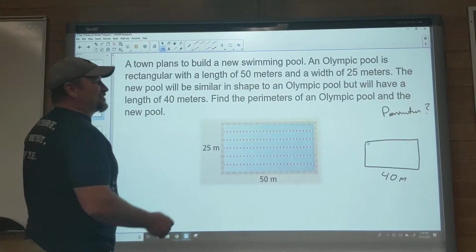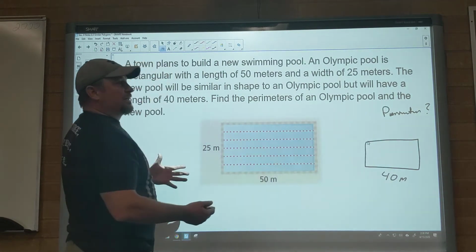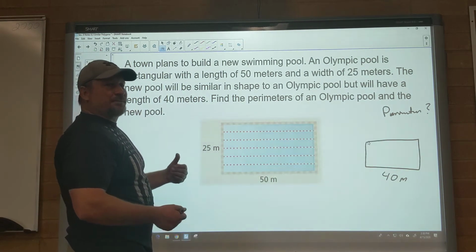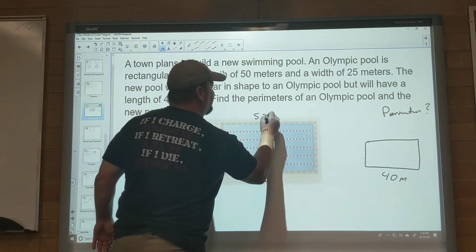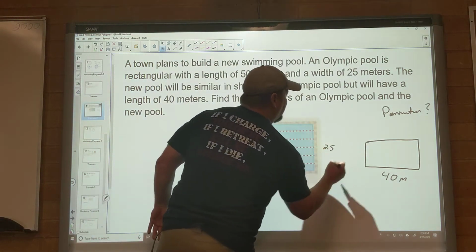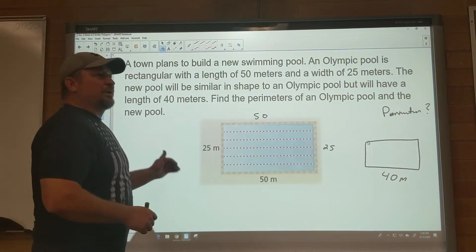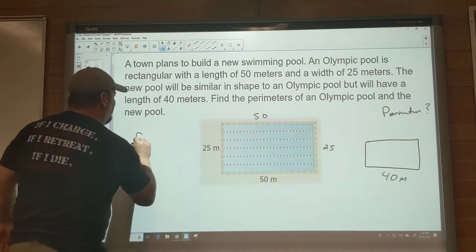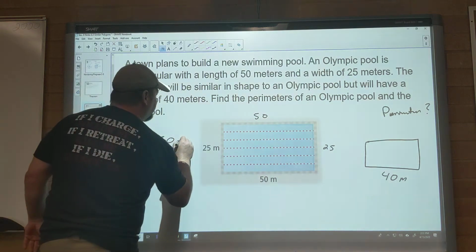Perimeter means distance around. So the distance around our shape, well, we got to have those sides. Well, wait a minute. It's a rectangle. We got to go back to our chapter 7 where we learned about all those shapes. Opposite sides are the same. They're congruent. So 50, 25, and now let's add those up. So 50 plus 50 plus 25 plus 25 better be 150. So the perimeter on this shape is 150 meters.